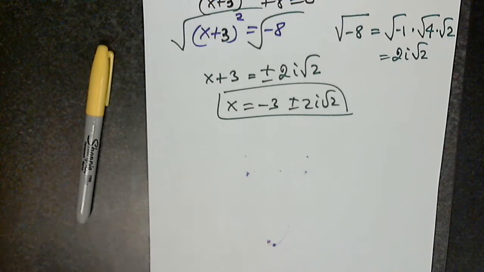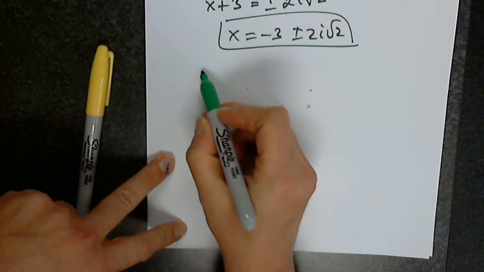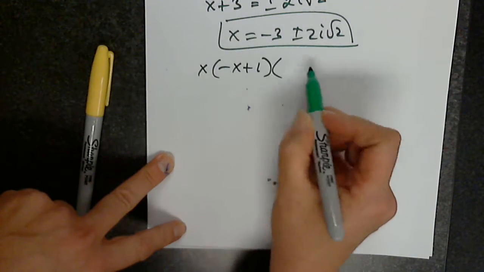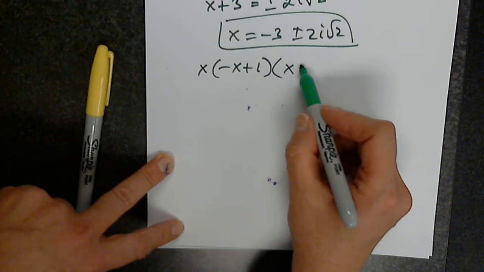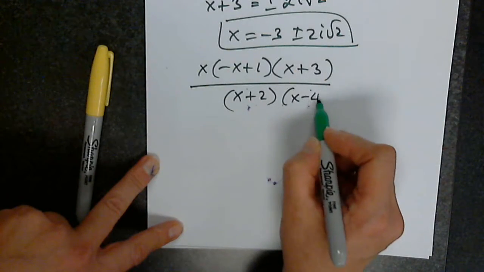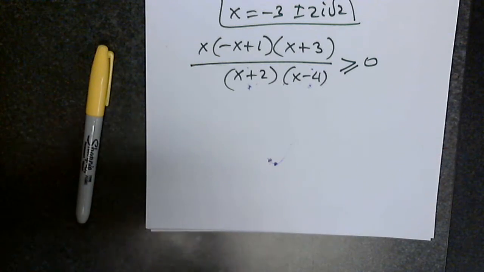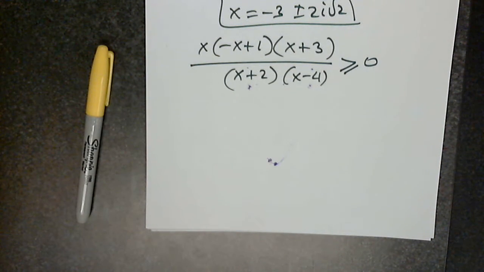Yes, of course. Let me make one up. Let's say negative x plus 1, x plus 3, over x plus 2, x minus 4, greater than or equal to 0. In case you want to use the chart, is this chart ready? Yes, because we have no sum. There is no sum or difference of terms, right? They're all products or ratio. Good. So it's chart ready.